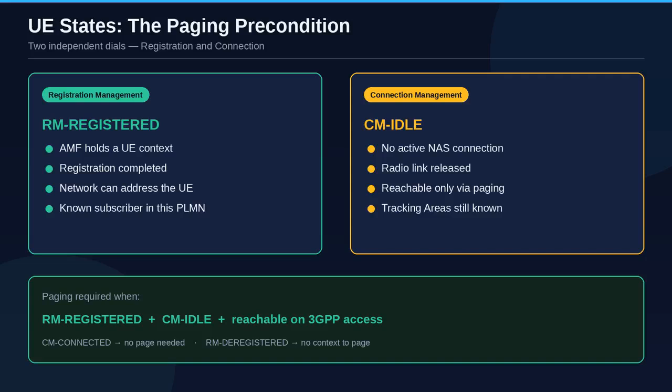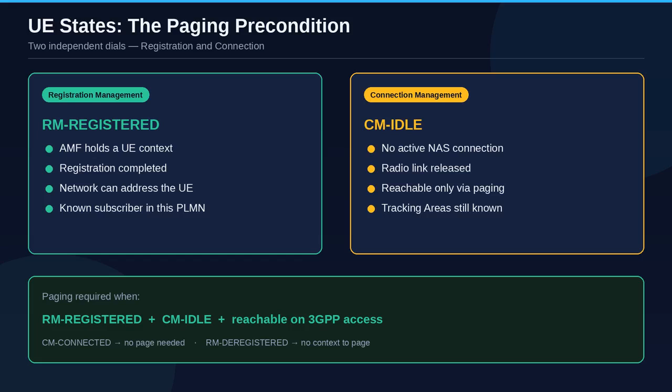Before any page can be sent, the UE has to be in a very specific pair of states. Think of registration and connection as 2 independent dials. Registration Management, RM, answers, does the network know this subscriber exists here? When the UE is RM registered, the Access and Mobility Management function, the AMF, holds a context for it. The UE has completed registration. The network can address it.